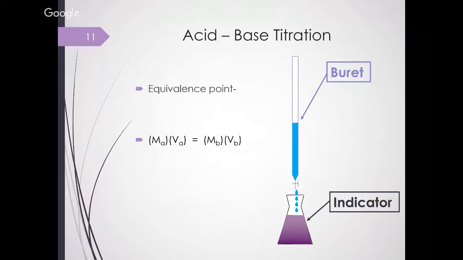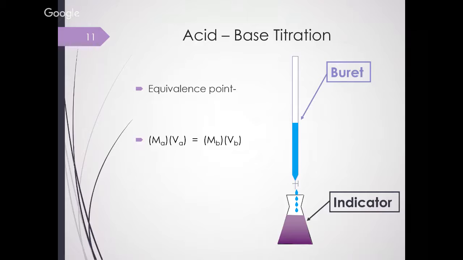It looks very much like the dilution equation. So the molarity of the acid times the volume of the acid equals the molarity of the base times the volume of the base. And remember, molarity times volume equals moles. So moles of the acid equal moles of the base. The end point of this reaction occurs when the color changes. So you want your end point to be as close to the equivalence point as possible.